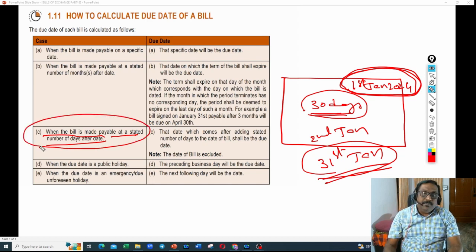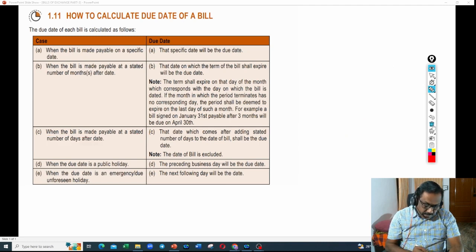If the bill payable at a stated number of days after the date, after the date means this date. Guys, one thing you need to keep in mind here. Whenever I say due date, it is different from maturity date. Maturity date will come into the picture after adding 3 days of grace period. So I'm not talking about the maturity date. I'm talking about only due date. Hope you are very clear on this point.